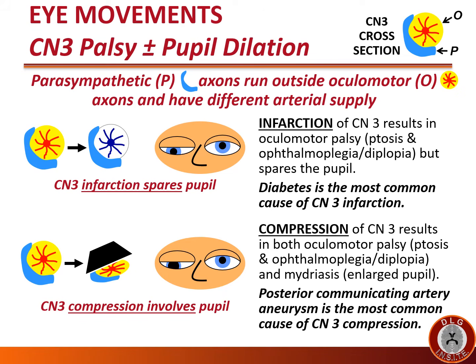On the other hand, compression of cranial nerve 3 results in compression of both the oculomotor component and the parasympathetic component. So both oculomotor palsy occurs with ptosis, ophthalmoplegia, and double vision, and mydriasis, an enlarged pupil. The most common reason to compress the third nerve is a posterior communicating artery aneurysm.